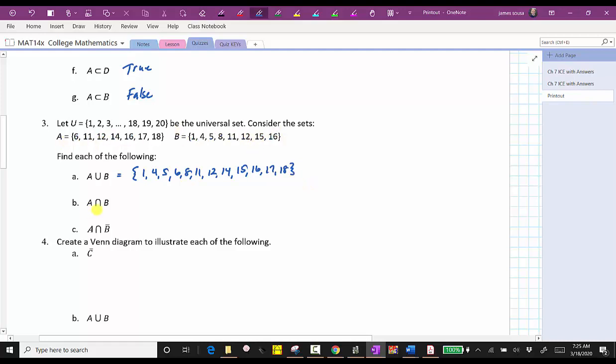Next we have the set A intersect B, which means now we want the elements in A and in B. So we're looking for the elements that are in both sets. Notice how 11 is in both sets, and therefore 11 is in the intersection. So is 12, and so is 16. So the intersection of A and B is the set containing the elements 11, 12, and 16.